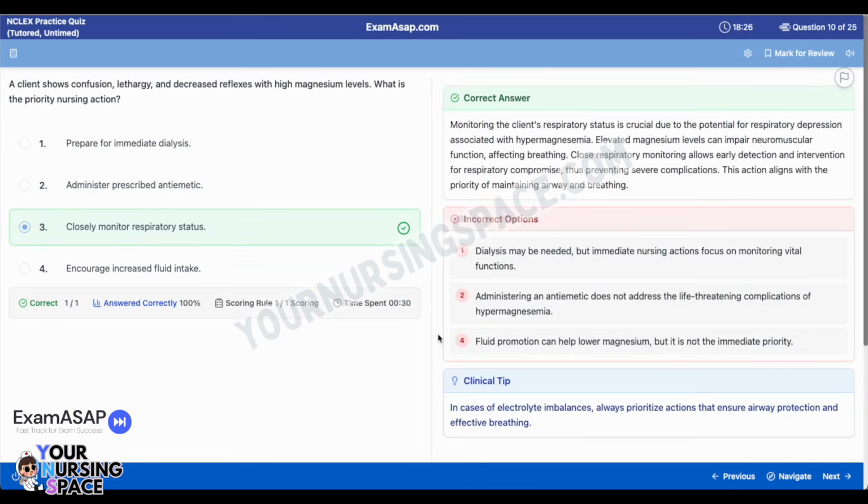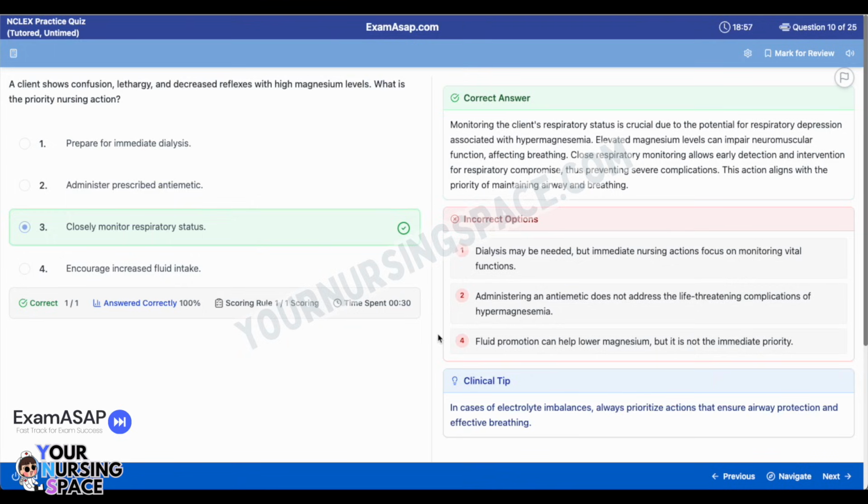The correct answer is 3. Rationale. Correct answer 3. Monitoring the client's respiratory status is crucial due to the potential for respiratory depression associated with hypermagnesemia. Elevated magnesium levels can impair neuromuscular function, affecting breathing. Close respiratory monitoring allows early detection and intervention for respiratory compromise, thus preventing severe complications. This action aligns with the priority of maintaining airway and breathing.